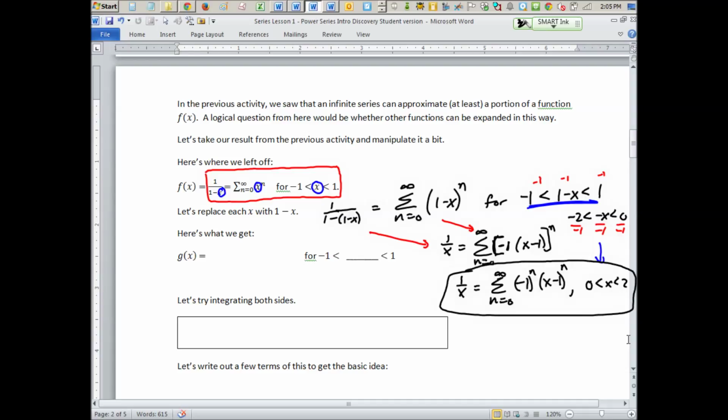So this is a little bit more profound than what we said before. This is saying that the function 1 over x, which is quite familiar to us, can be written this way. So let's go ahead and put our conclusion down. 1 over x can be written as sigma n equals 0 to infinity, negative 1 to the n, x minus 1 to the n. And let's just go ahead and change this to 0 is less than x is less than 2.